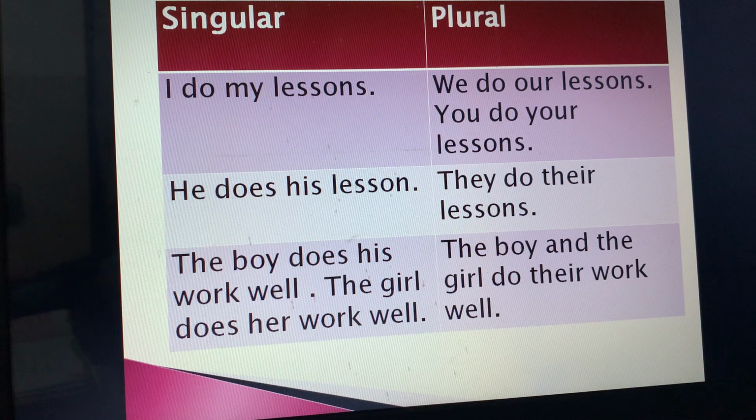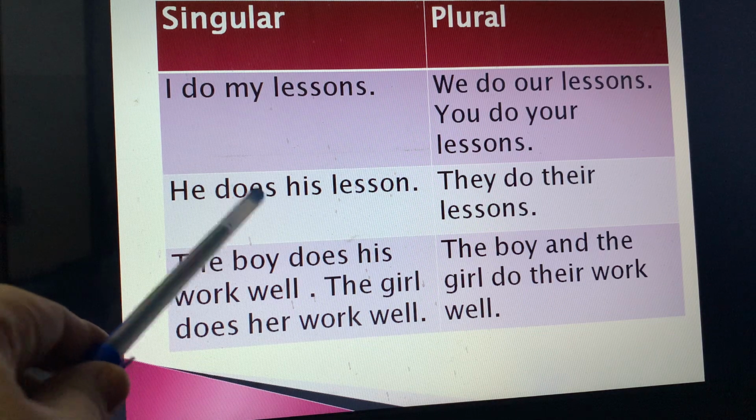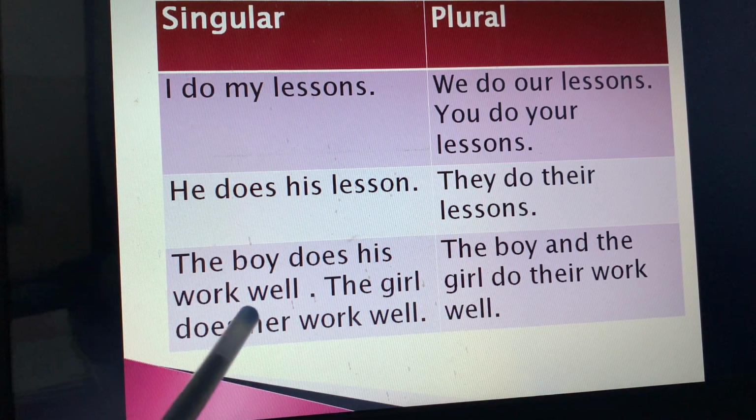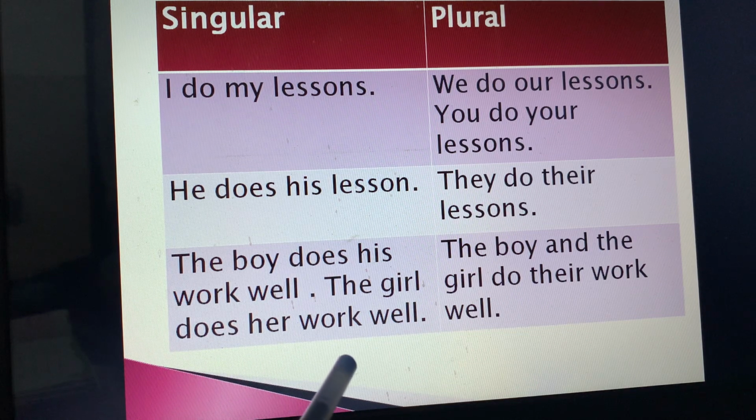With I we always use do. He does his lesson. Now does is does. Es is there, so it will be used with singular. The boy does his work well. The girl does her work well.